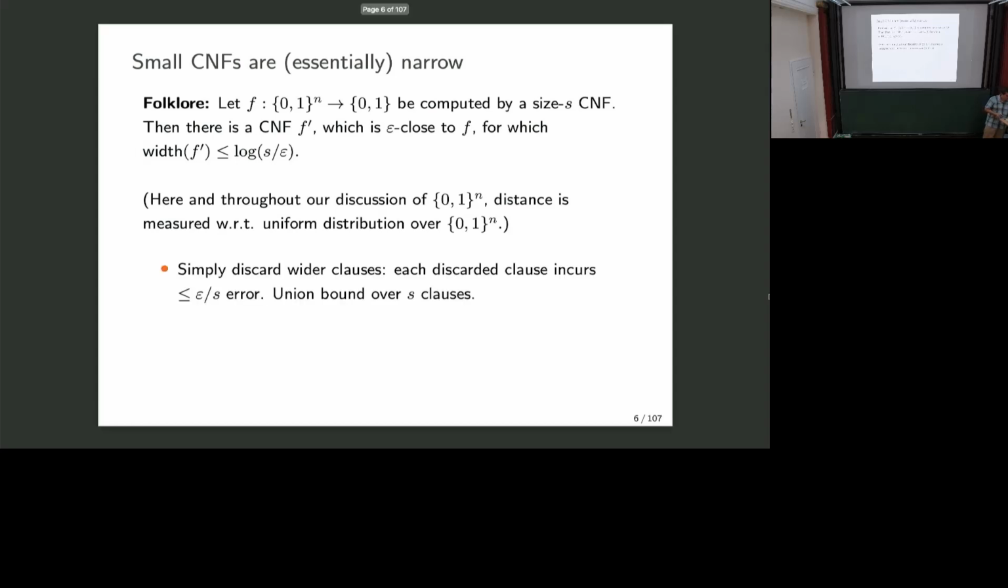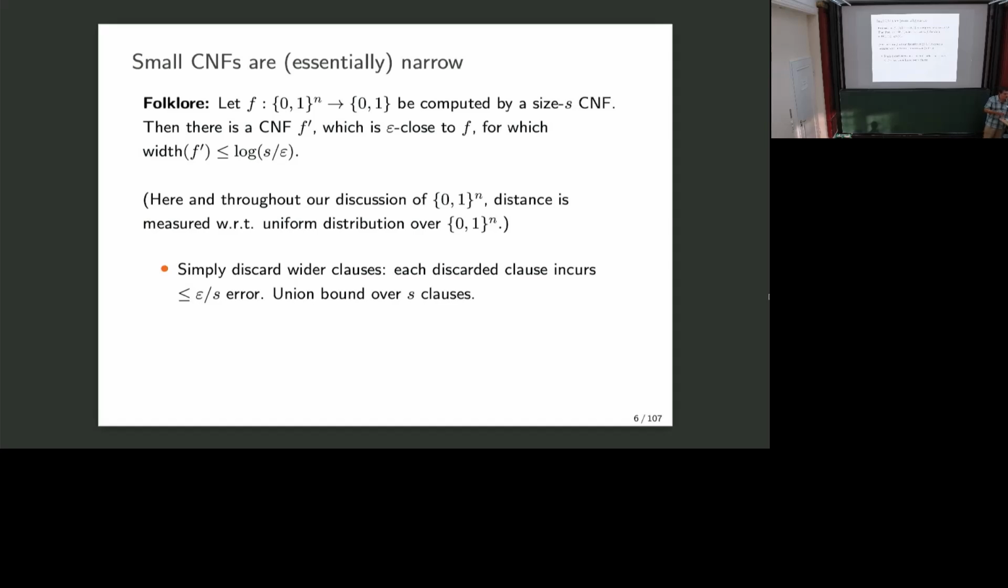Okay? So this has a 1-line argument. All you have to do is start with the original formula, and if you see a clause that's too wide, wider than log(S/epsilon), cross it off, throw it away. Okay? Every such clause that you cross off will only change the value of the function on an epsilon over S fraction of all inputs, so you do a union bound over all S clauses, and you see that you've changed the function by crossing off these clauses on almost an epsilon fraction of all inputs. Okay?